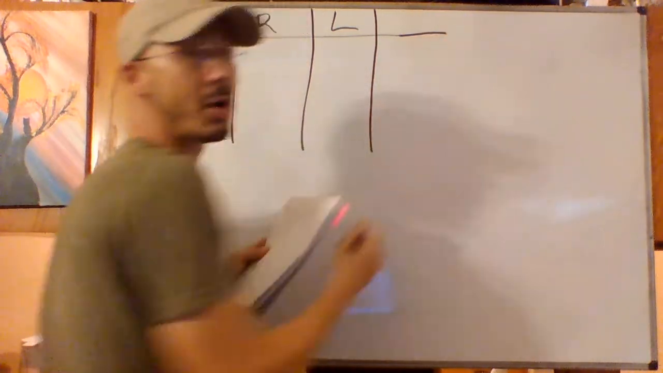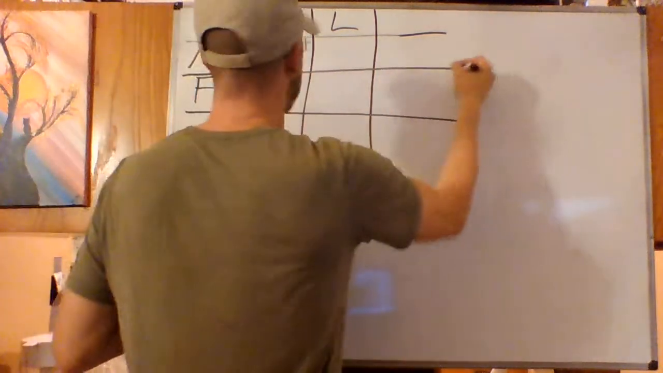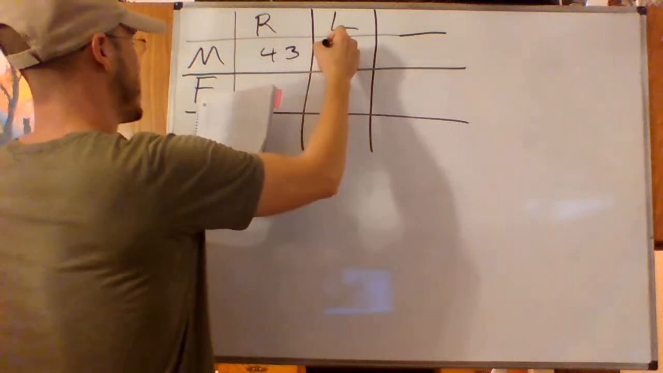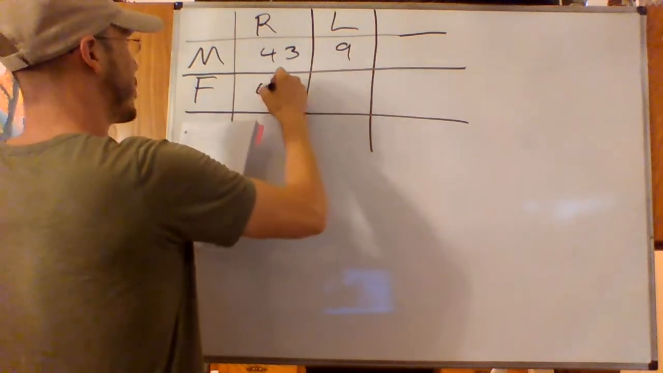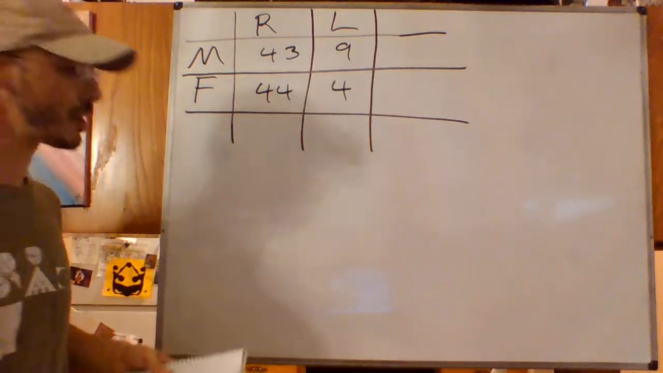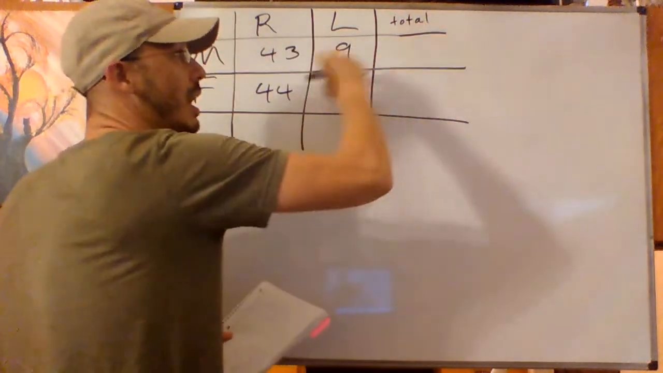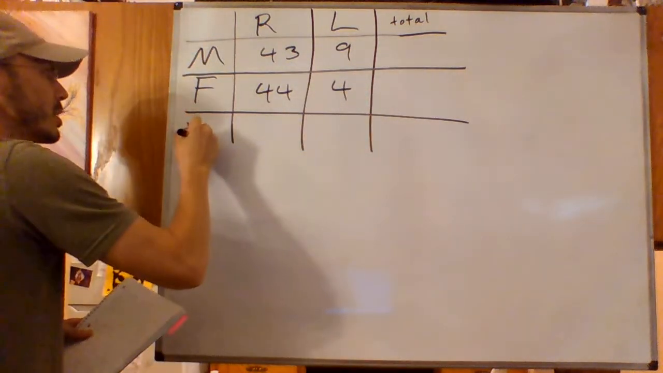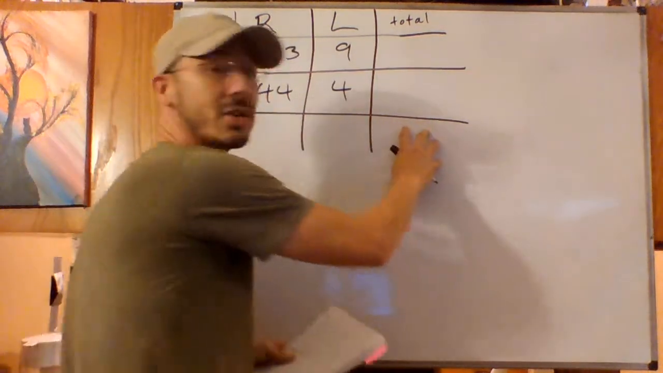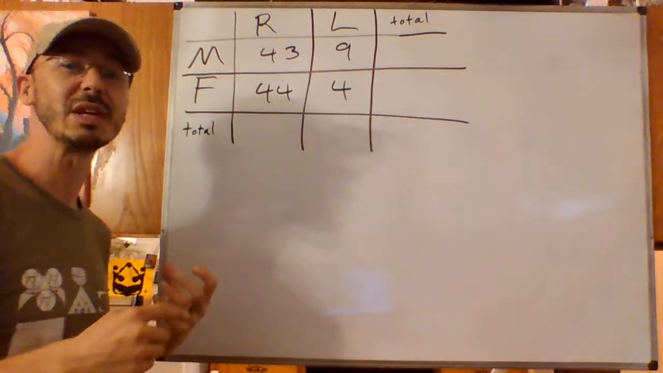I'm going to have another column also. And let me mark those off so they're all distinct. My original data, 43, 9, 44, and 4 fits in like that. And then the rest of these spaces, this is going to be a total column, the row totals. This is going to be a total row, the column totals. And this is going to be a total. That's everybody all together.